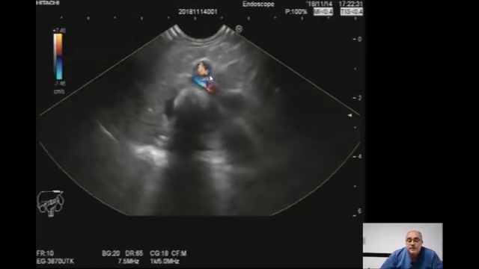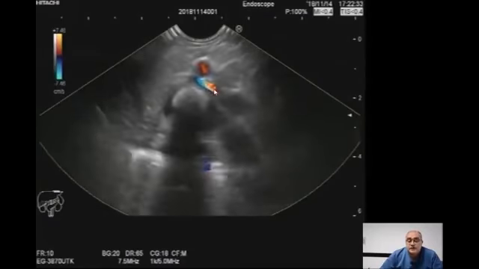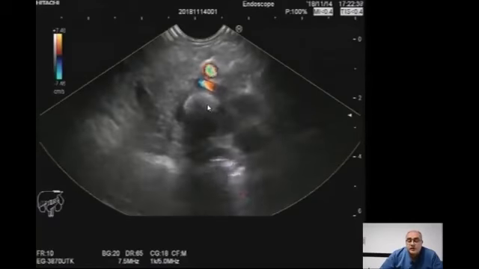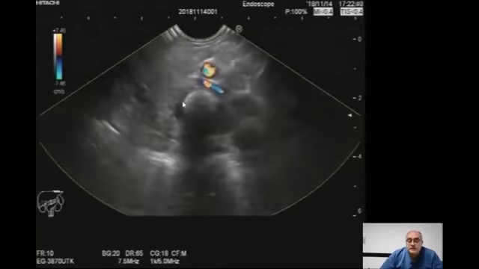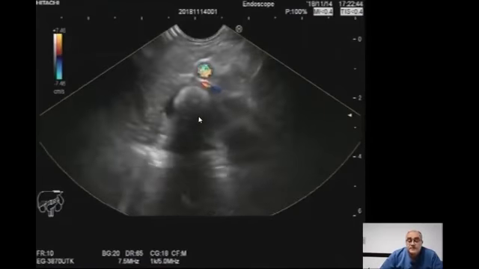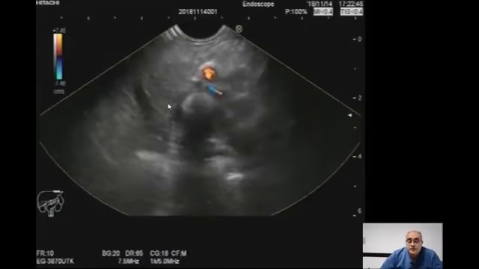And this is the common hepatic artery, and this is the portal vein, and this is the mid CBD, and this is a shadowing stone inside the mid CBD as seen from the stomach.